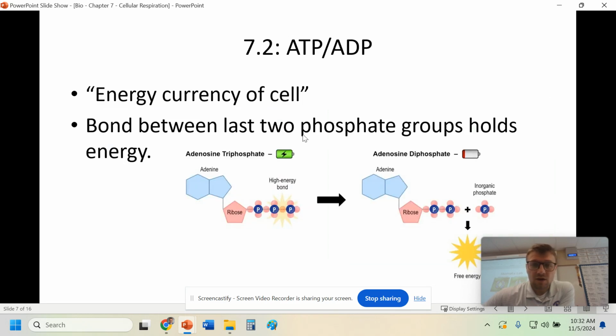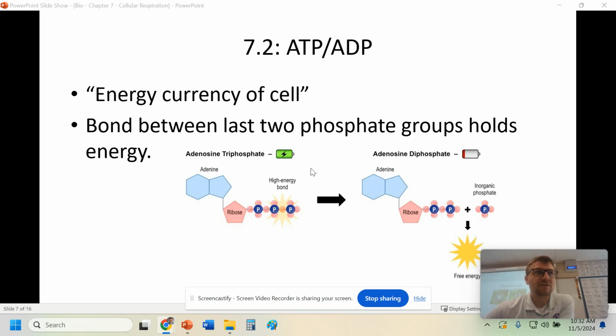These molecules are basically our energy currency of the cell. So again, it's like having value or having energy in these molecules. The bond between the last 2 phosphate groups is going to hold a lot of energy. When they have this bond, you can see where the phosphate groups are, it's going to be a high energy molecule. However, when it's just ADP, we don't have that bond. That's a low energy molecule.